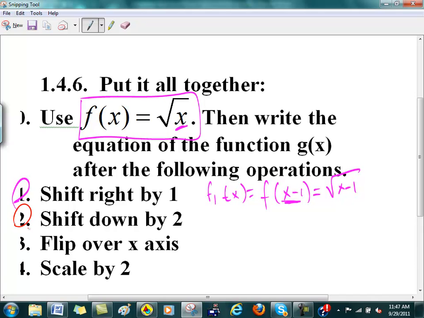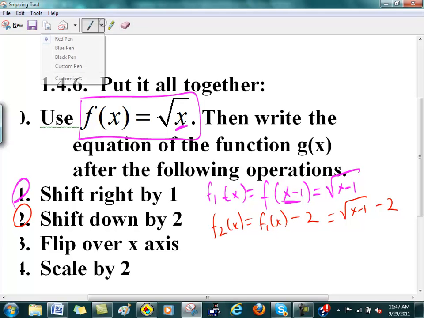I'm going to shift this down by 2. So this is the way I'm going to write it. f2 of x: I'm going to take whatever f1 is and shift it down by 2. Is everybody with me on this stuff? So then this becomes square root of x minus 1 minus 2. Someone help me with number 3 then.